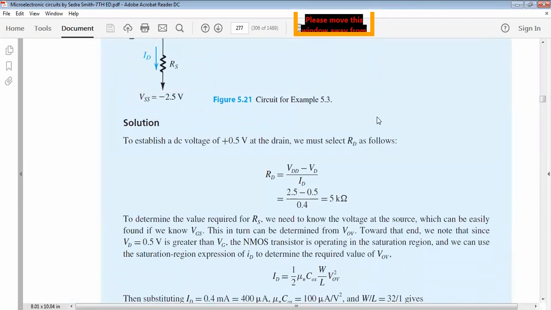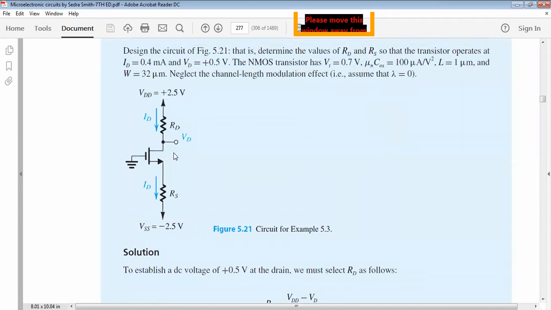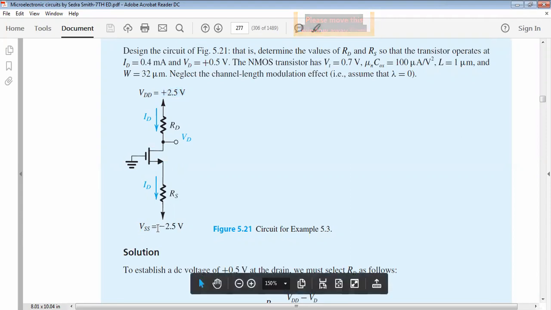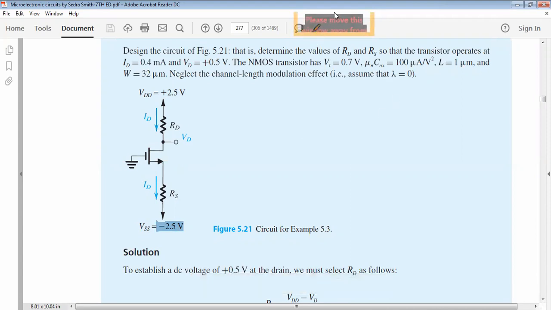Once again, here the given problem is: the gate terminal is directly connected to ground. A given VDD, the plus power supply, and minus power supply, and also the current flowing through the device ID, and the constant device parameter values like threshold voltage, mu n COX, length and width of the transistor, drain voltage and ID.